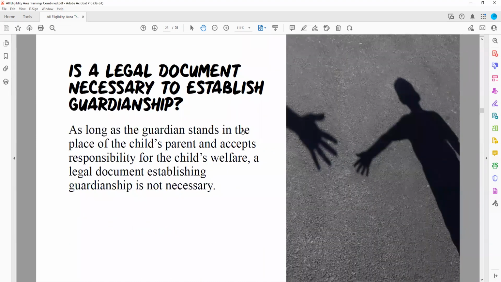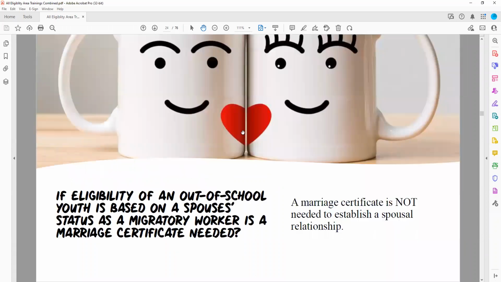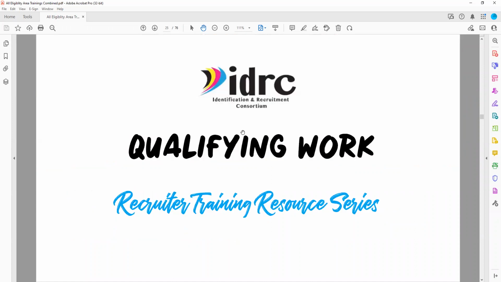So is it necessary to have some sort of document to establish this? No. They just have to basically be standing in the place of the parent and be responsible for the child's welfare. Another question would be, maybe you have a youth whose boyfriend or girlfriend is working specifically in agriculture, and this person is moving with them, and you say, is it absolutely essential that they have a marriage certificate to show that relationship? That is not required. You can basically sign them up if they're traveling with them and they are the person that is economically supporting them.